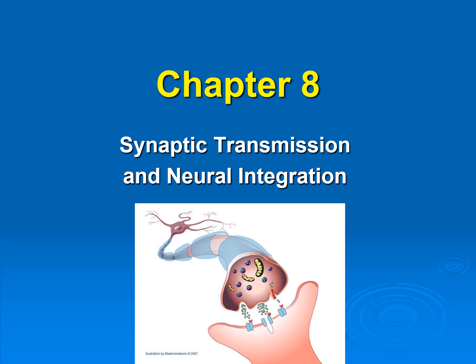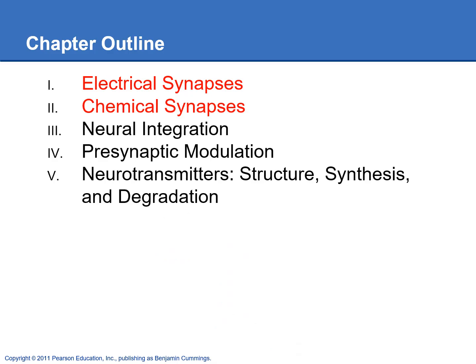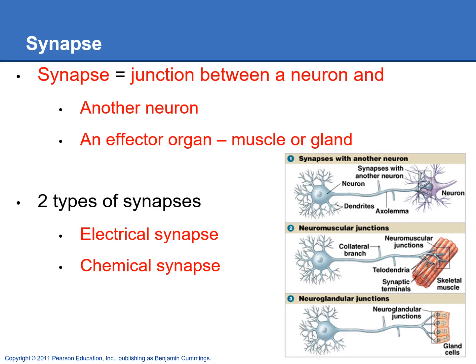In Chapter 8, we're going to take a look at synaptic transmission and neural integration. So a synapse is just the junction between a neuron and another neuron, or between a neuron and a muscle, or between a neuron and a gland. There's two different types of synapses: electrical synapses and chemical synapses. Chemical synapses are much more common, and that's what we'll be focusing mostly on in this chapter.